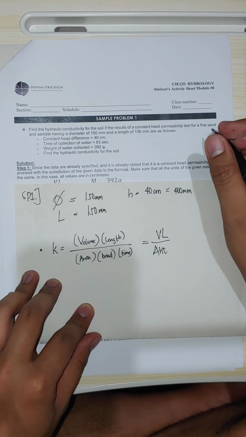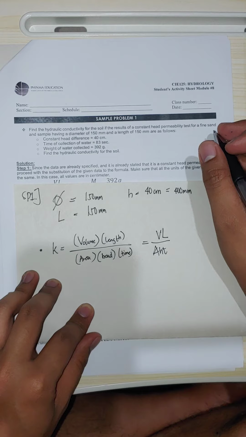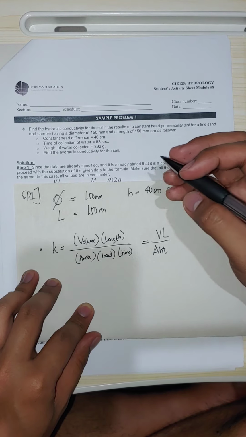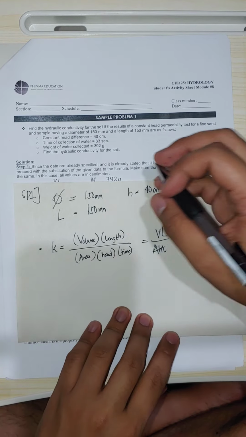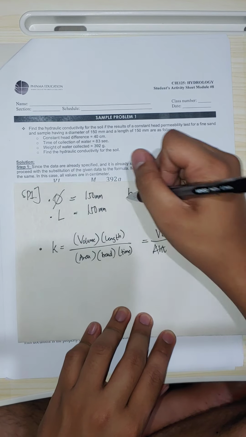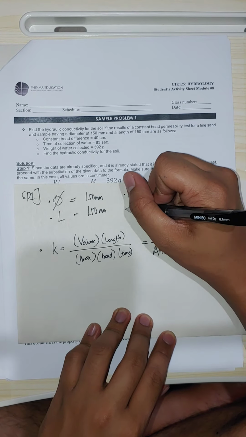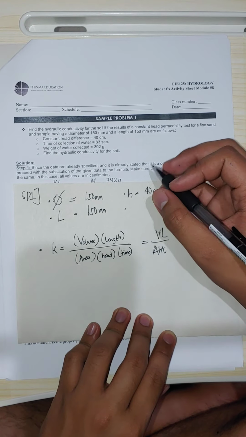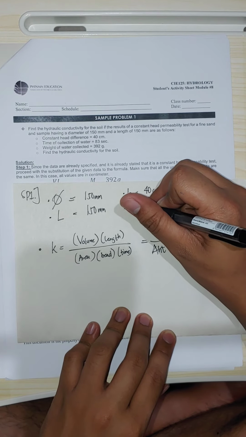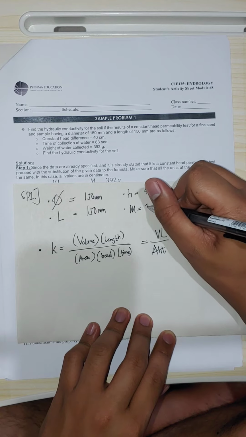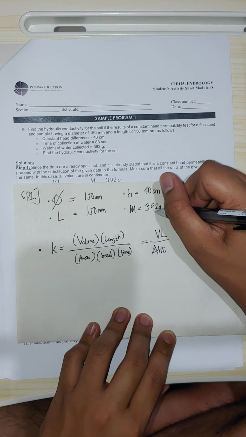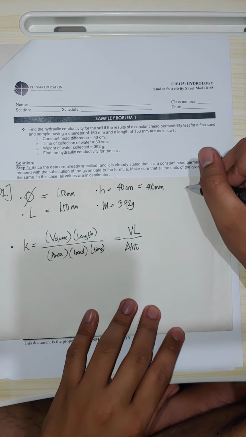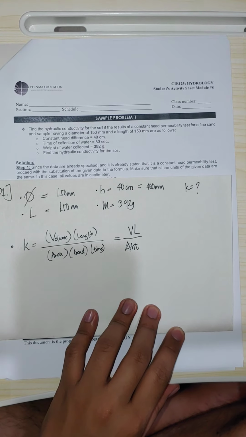So, dapat na tayo unity sa units. If wala, magkarambula ta, mabuang tag sol. Importante nga dapat na-unity sa units. And then, weight of water collected is, so natay mass, equals to 392 grams. And then, we were asked to find hydraulic conductivity.